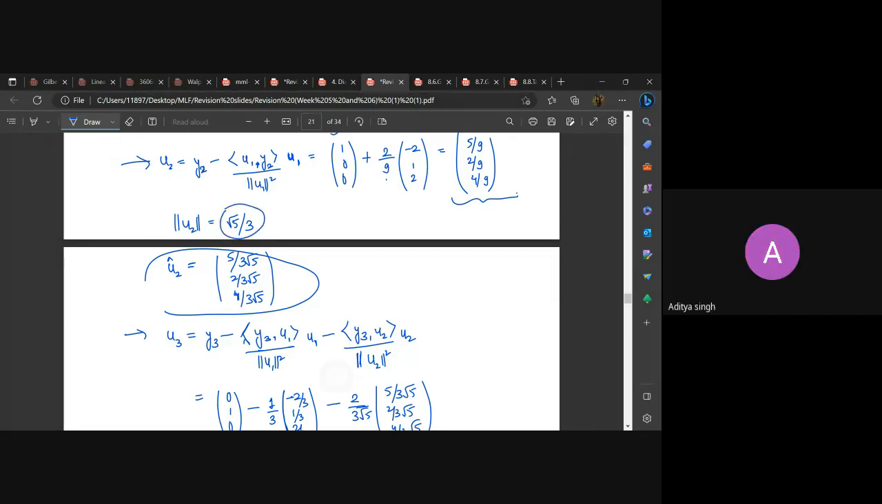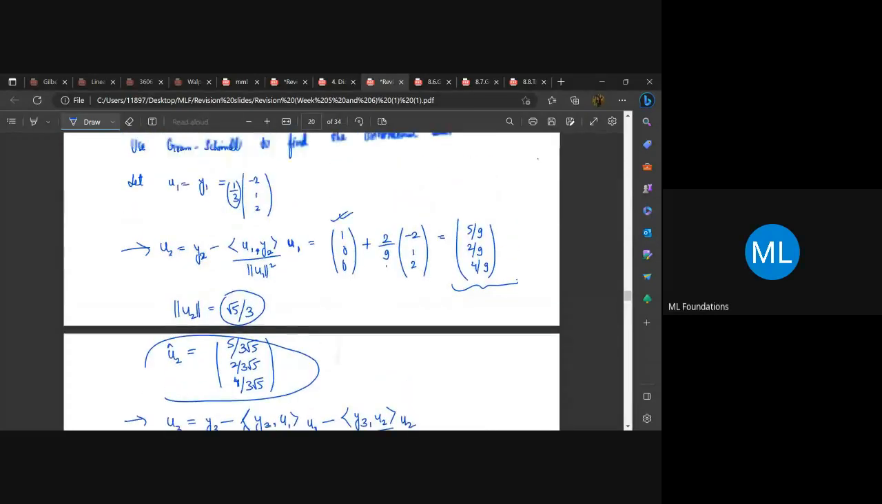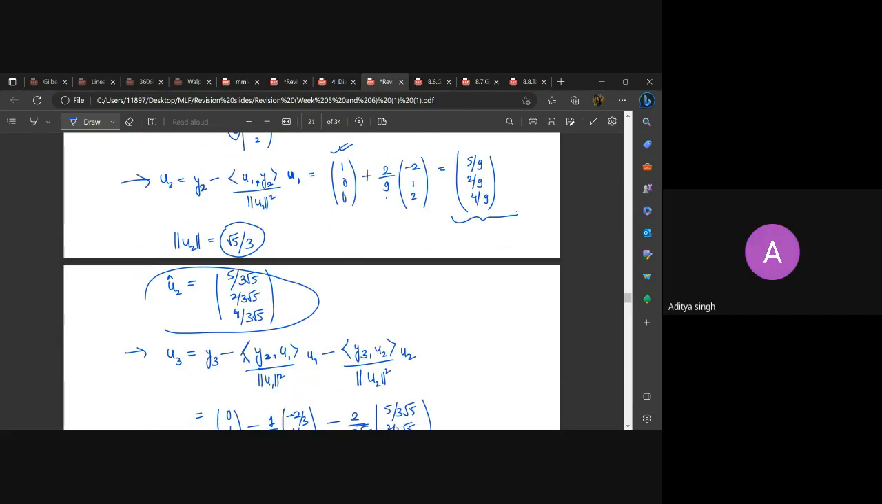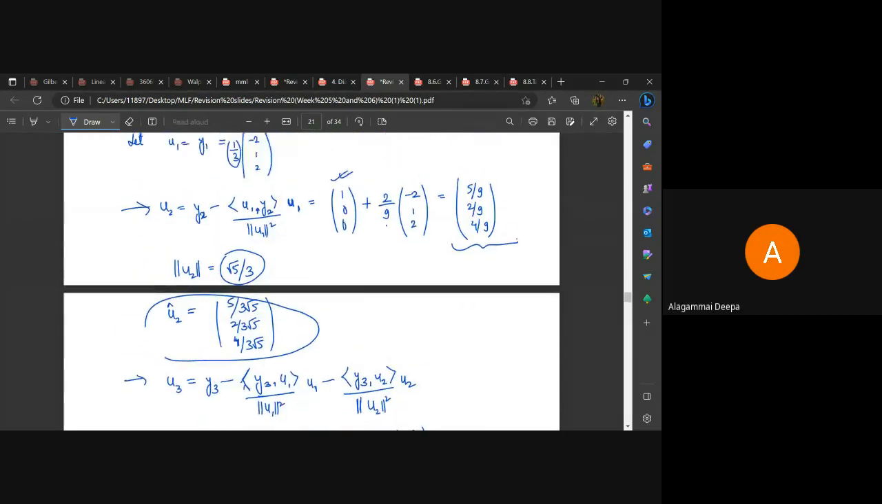Okay, ma'am, how did you find U1? I had just taken it to be Y1, no? Okay. Yeah, this is what you do. You keep one vector the same. No, ma'am, actually, I'm asking about this U2 hat. How do you get that, ma'am? This is 5 divided by 9, so 5 divided by 9 divided by root 5 by 3. This 5 is divided by its norm, root 5. Okay, okay, ma'am.